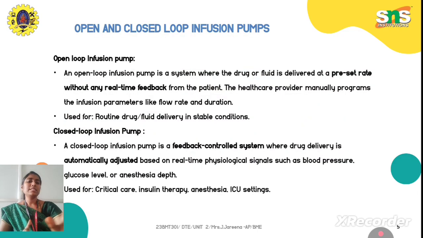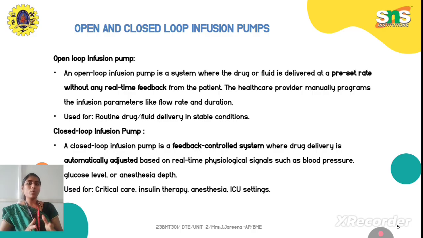So now let's see what are the types of infusion pumps usually designed for hospital purposes. One is the open loop infusion pump, another one is the closed loop infusion pump. So what could be the difference between these two? The main thing is the feedback system. If you have a feedback system to control the parameter settings which are to be set in the infusion pump, then it is called a closed loop infusion pump.